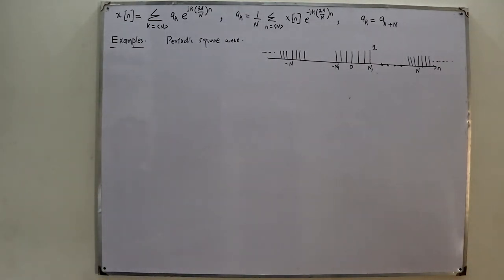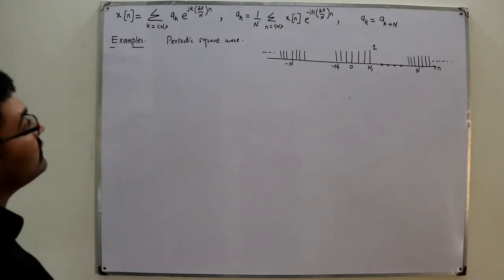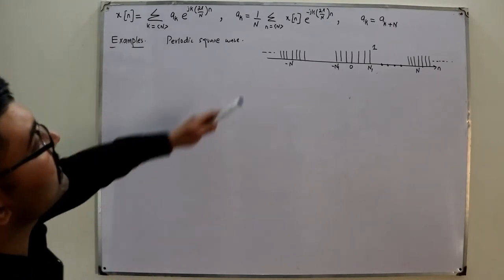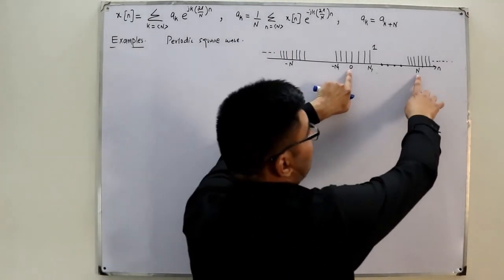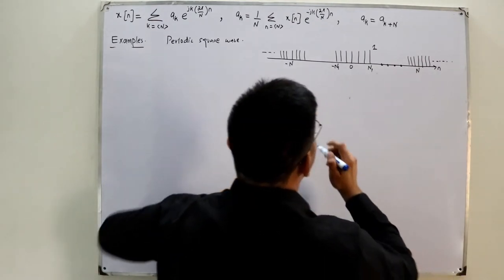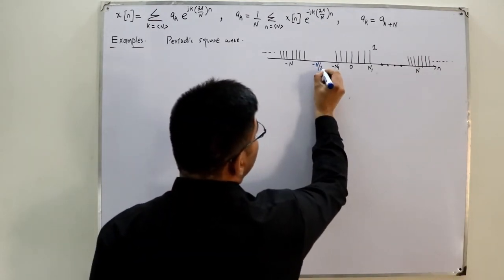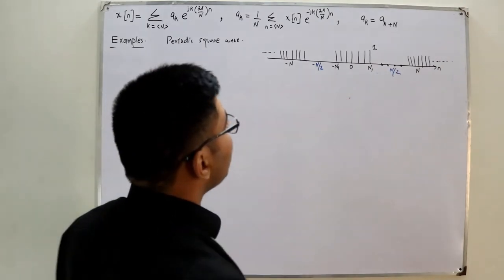We are asked to find the Fourier series representation of this. So what do we do? We use the equations if we are asked to find the Fourier coefficient. We have a_k equal to 1 upon N, summed over one period. So what interval should I select? 0 to N? Should I select any other interval? Let's say I select the interval from negative N by 2 to positive N by 2, so that would include this portion.